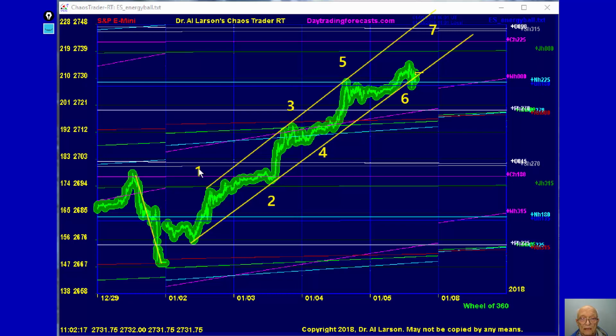At that point, I began seeing a pattern and a channel. There's a 1 and a 2, and these are channel lines going up. And there's 3, 4. Yesterday morning in the chat room on daytradingforecast.com, when we were right in here, I told people that it looked like move 5 was about to begin, and indeed it did run up, and it stopped by this Neptune one, slow rise overnight. So this is some kind of a 6.